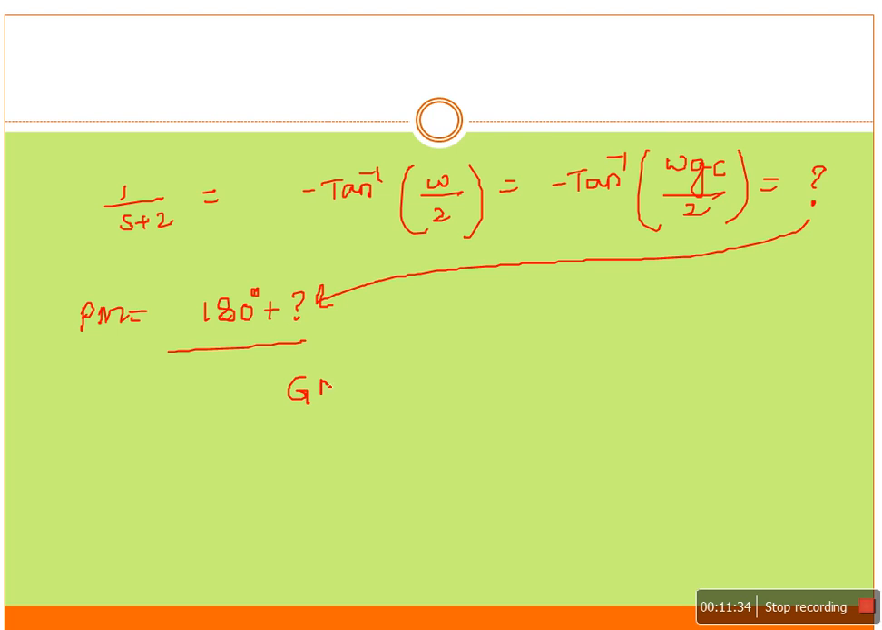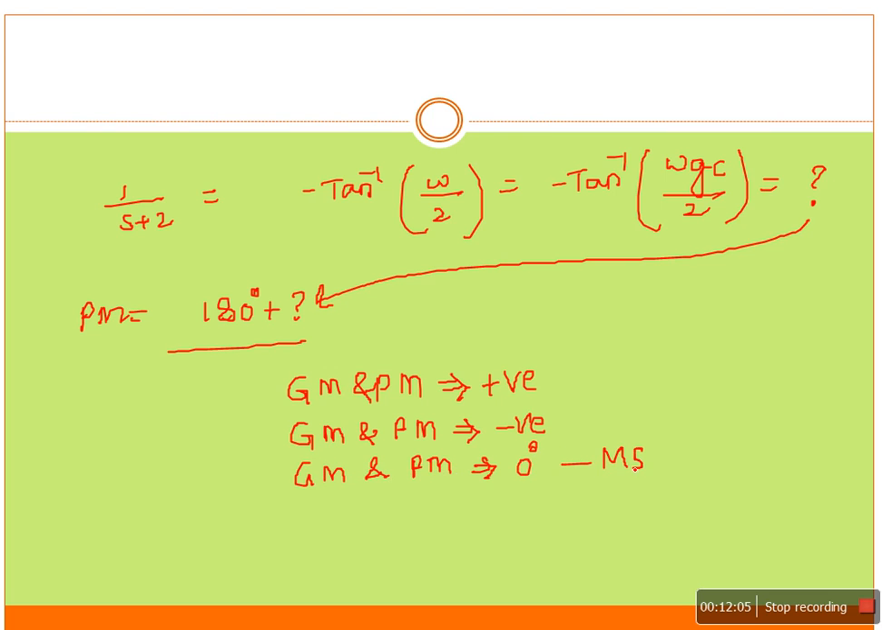After the calculation, if you are getting the gain margin and phase margin both positive, then you can say that the system is stable. If you are getting the gain margin and phase margin negative, then you can say that the system is unstable. If the gain margin and phase margin are both 0, then the system is said to be marginally stable. If it is negative, then it will be unstable. If it is positive, then it will be stable.